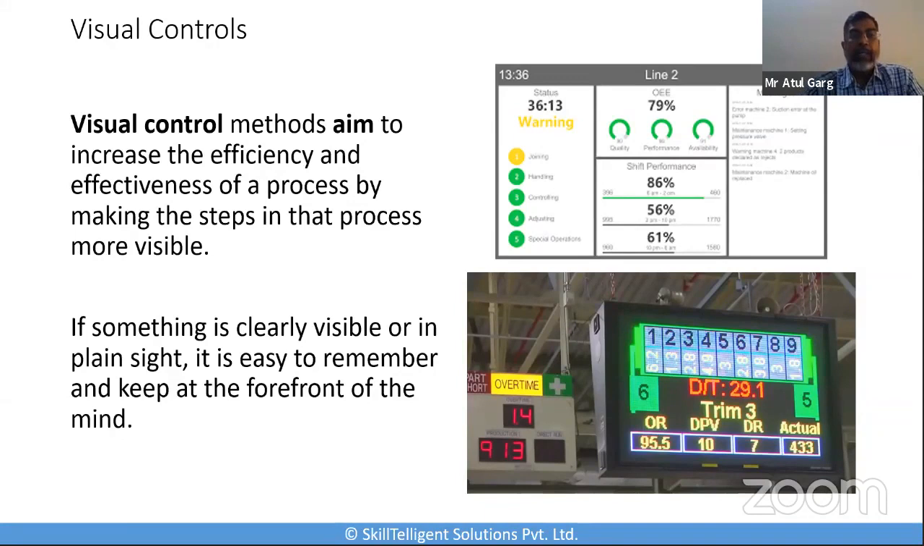So visual controls aim to increase the efficiency and effectiveness of a process by making the steps in that process more visible. If something is clearly visible or in plain sight, it is easy to remember and focus on it. For example, if we know that a specific machine is not working, we know that overall performance will be impacted. A visual indicator showing machine downtime in that situation helps us to step in and take corrective action.